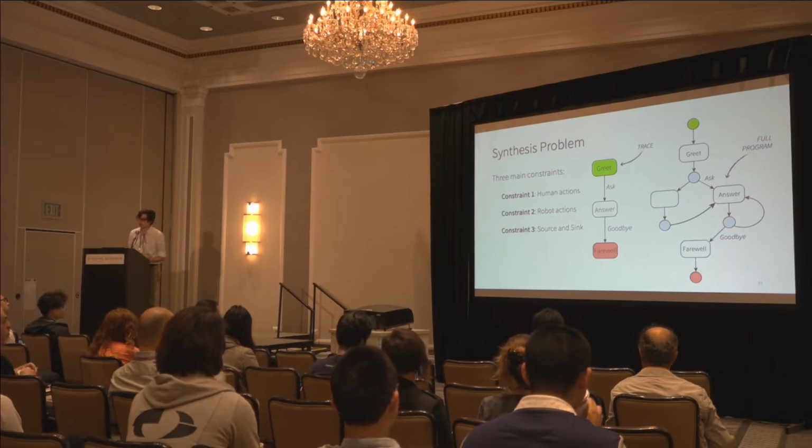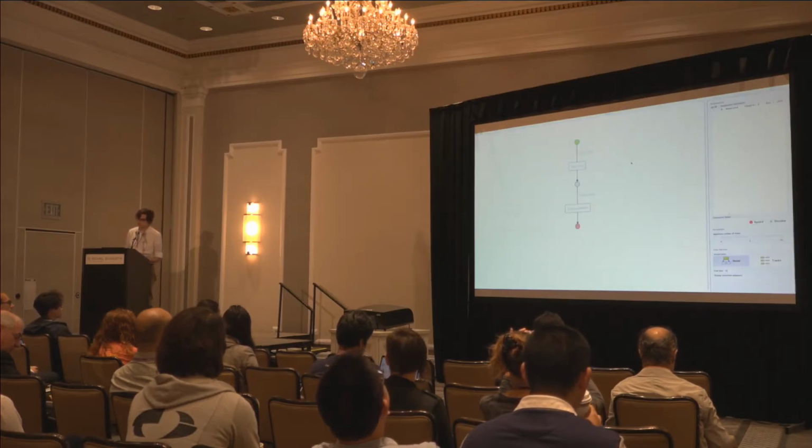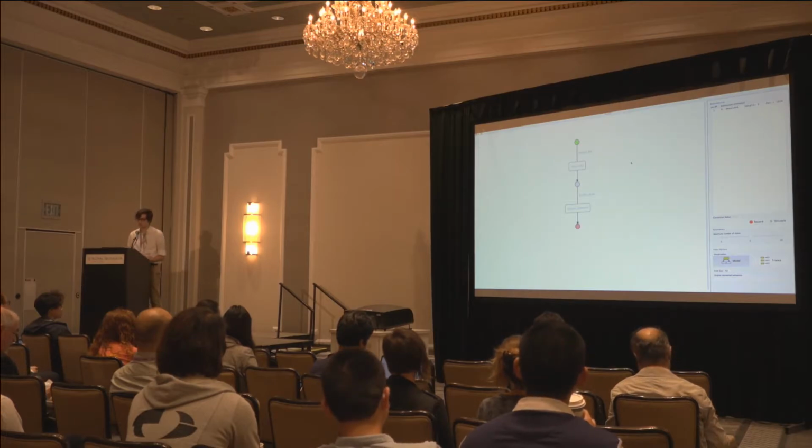And finally, the third constraint is that we want there to be only one initial state, and we want all traces to lead to the same sink state. This sink constraint ensures that the end of a trace corresponds to the end of a program. So all of this is performed in real time.